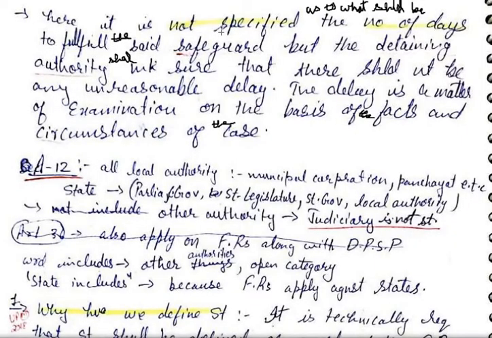Here it is not specified as to what should be the number of days to fulfill the said safeguard, but the detaining authority shall make sure that there should not be any unreasonable delay. The delay is a matter of examination on the basis of the facts and circumstances of the case.